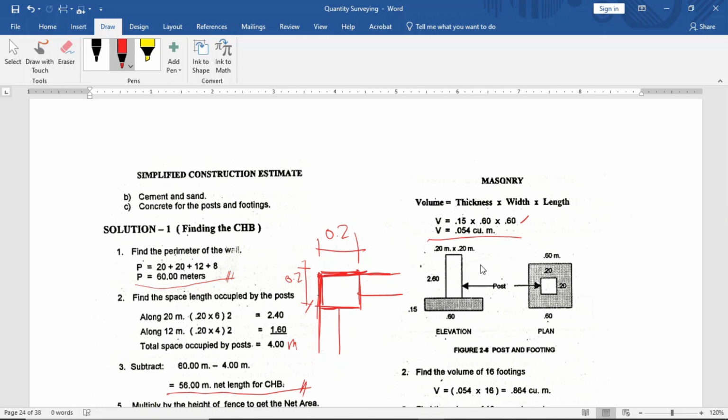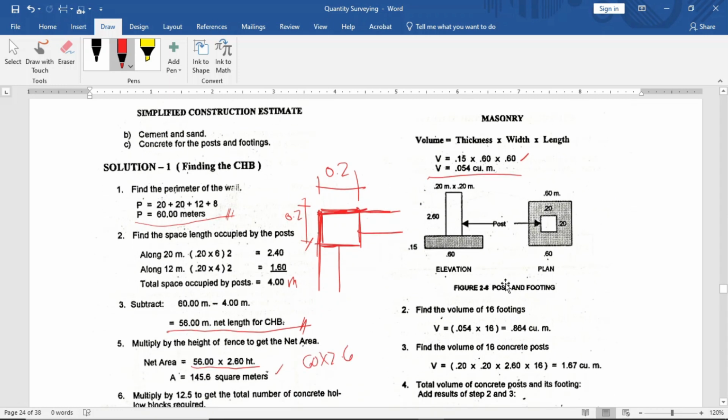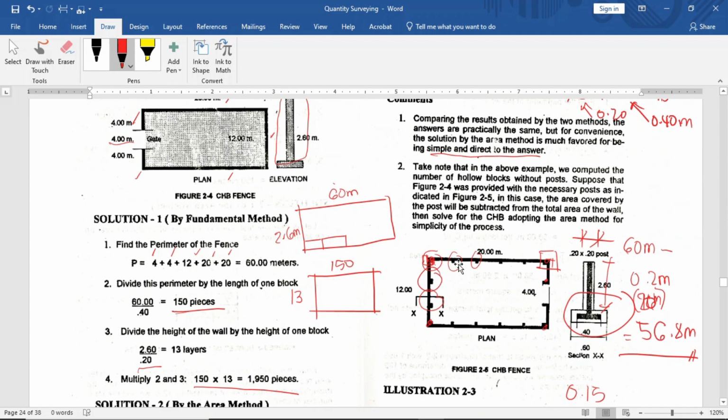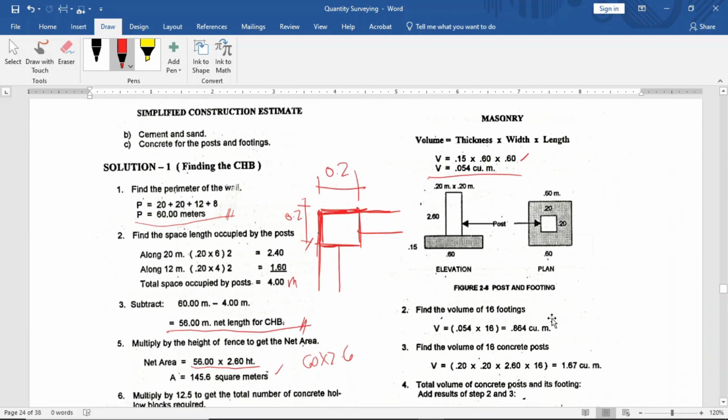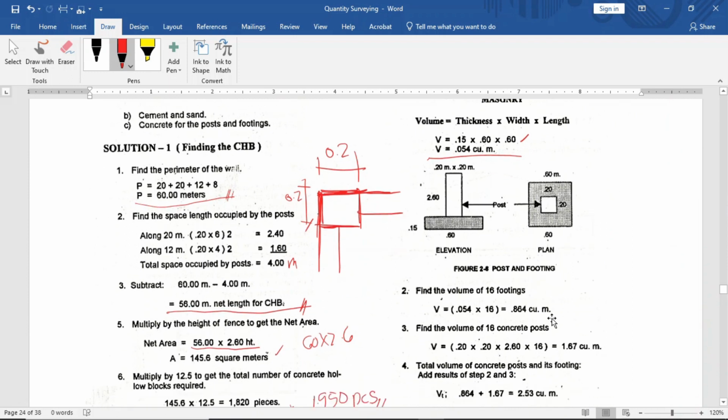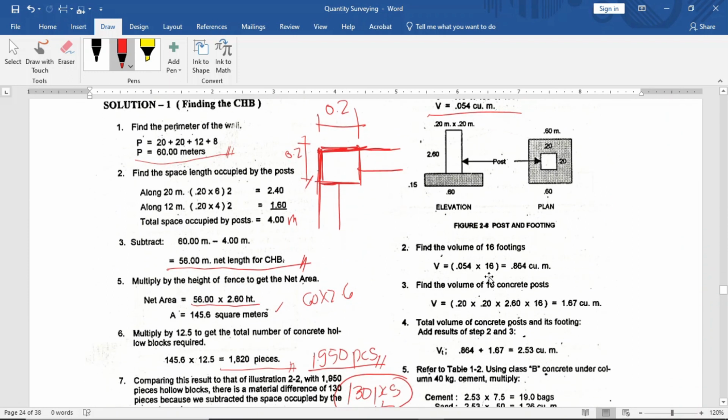So, ilan yung columns natin? 16. 1, 2, 3, 4, 5, 6, 7, 8, 9, 10, 11, 12, 13, 14, 15, 16. So, there are 16 columns. So, there are also 16 footings. So, 0.054 times 16 is equal to 0.864 cubic meters. So, para yon sa footing natin.